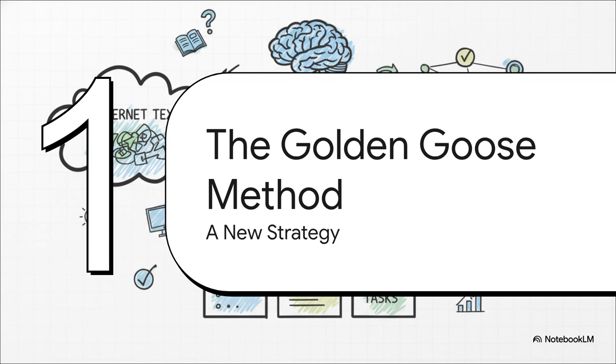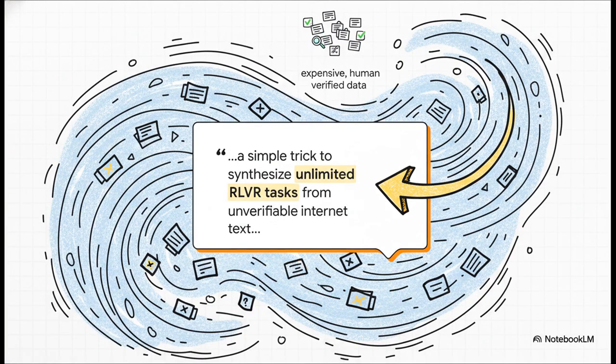And this is exactly where the paper's core innovation comes in. To get past this data wall, the authors came up with a completely new strategy, and they call it the Golden Goose method. Now, the solution here is pretty counterintuitive. Instead of trying to create more of that expensive human-verified data, the authors propose leveraging the huge, messy corpus of unverifiable text out there on the internet. The very resource we previously thought was useless for RLVR.